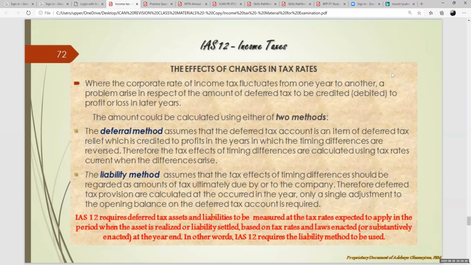IAS 12 requires deferred assets and liabilities to be measured at the tax rate expected to apply in the period when the asset is realized or when the liability is settled, based on the tax rate and law enacted or substantively enacted at the year end. In other words, IAS 12 requires the liability method to be adopted. And that is the same thing I've explained to us, which means at every point in time, we must take note that the only method accepted by the requirement of IAS 12 is the liability method.